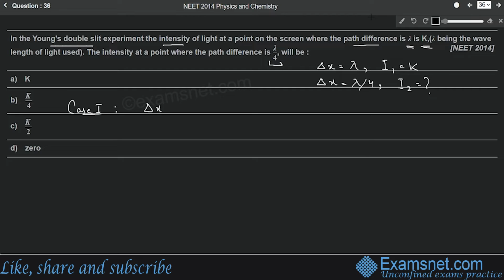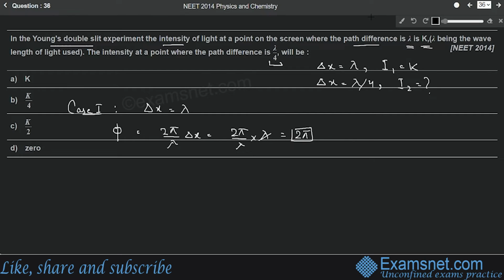Path difference delta x is equal to lambda. So what will be the phase difference? We know that phase difference is equal to 2 pi by lambda into path difference. Let's put the value of path difference here, 2 pi by lambda into lambda. That means 2 pi. So in the first case, the phase difference is equal to 2 pi.